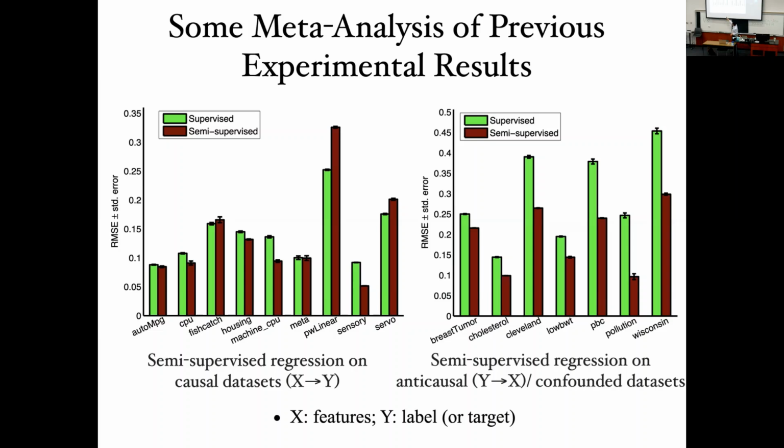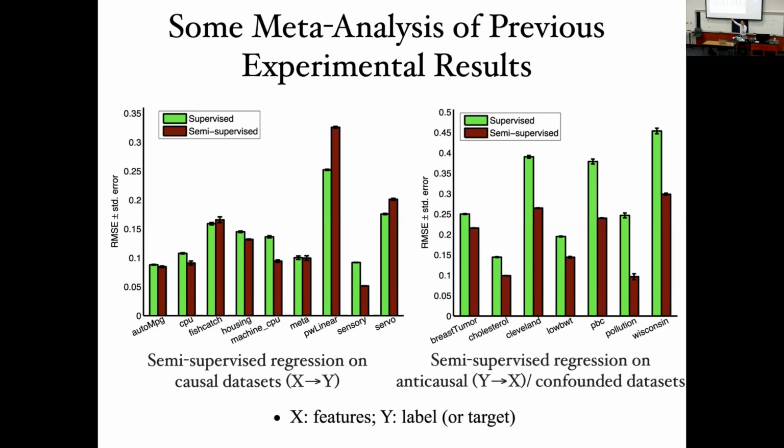Right here, the blue one is the root mean square error produced by the supervised learning method, which ignores the unlabeled data. The red one is produced by the semi-supervised learning based method. Specifically, they use co-training as the semi-supervised learning method. Now, if you look at the causal data sets, you can see very often they are similar. Sometimes there's random error, so it could be better or worse, but basically they're similar.